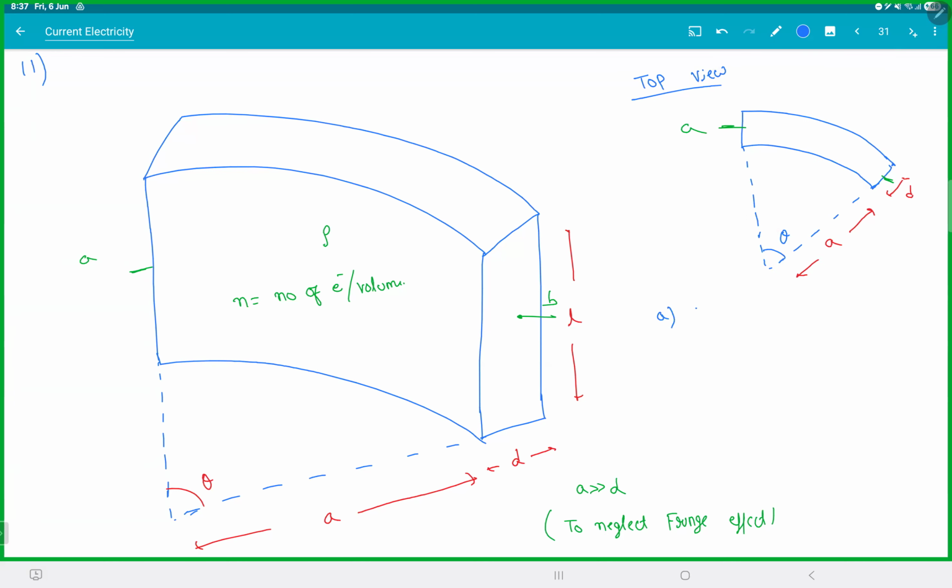So first question, find R equivalent, find current. Second thing, find V drift as a function of x, where x is the distance from center. Meaning, if you take a distance x from here, what is the velocity of the electrons? Drift velocity as a function of x.